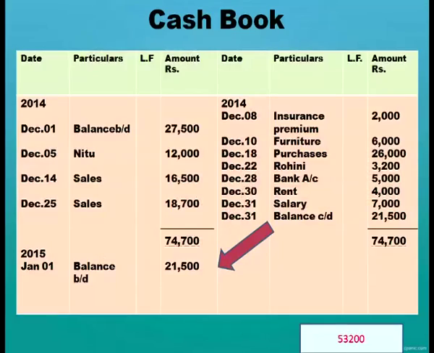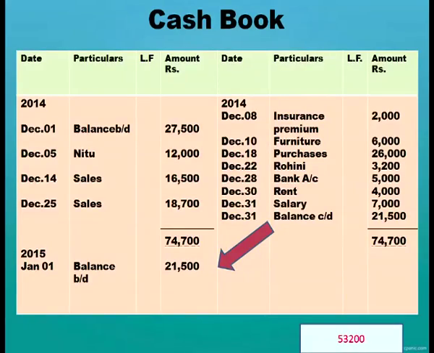So, when you are preparing this whole cash book, it will come in this way. You have written the opening balance, all receipts on the debit side, all payments on the credit side. So, then you have to total or balance this cash book. How you will balance it? You have to total both sides, debit side and credit side. Debit side total came to 74,700. Credit side total came to 53,200. So, there is a shortage on the credit side, that is amounting to rupees 21,500.